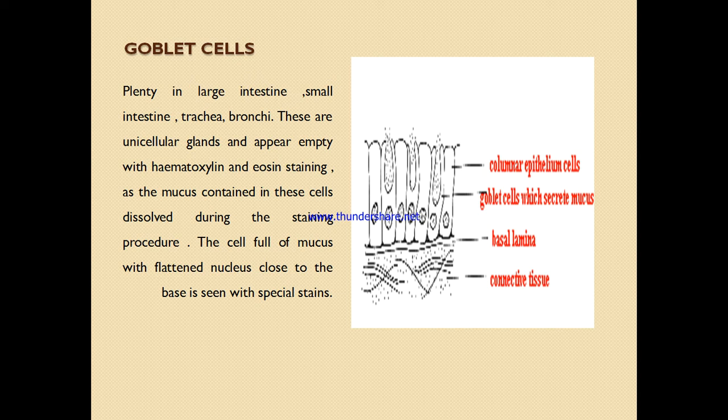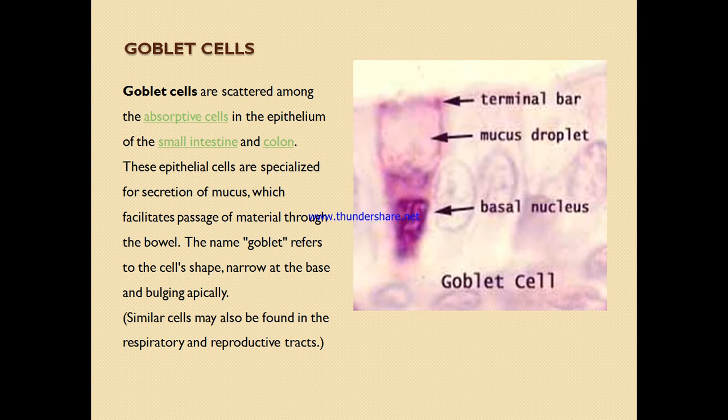Goblet cells are plentiful in the large intestine and small intestine, trachea and bronchi. It is a unicellular gland, which appears empty with hematoxylin and eosin staining because the mucus dissolves during the staining procedure. The cell, full of mucus with a flattened nucleus close to the base, is seen with special stains. The goblet cell.